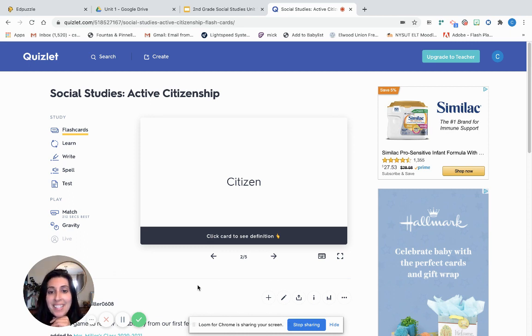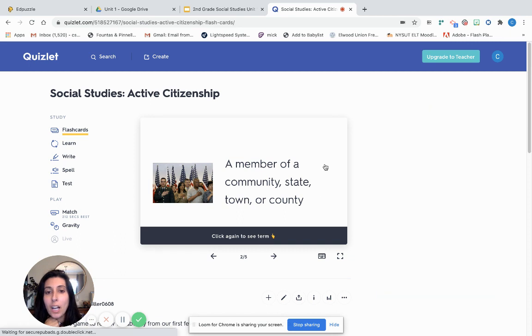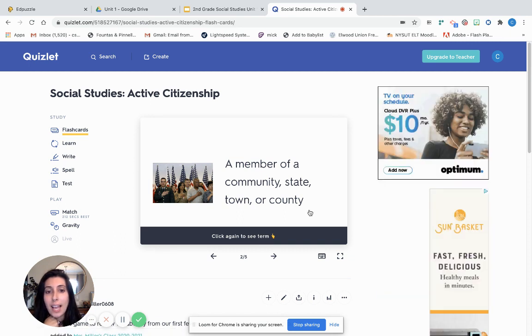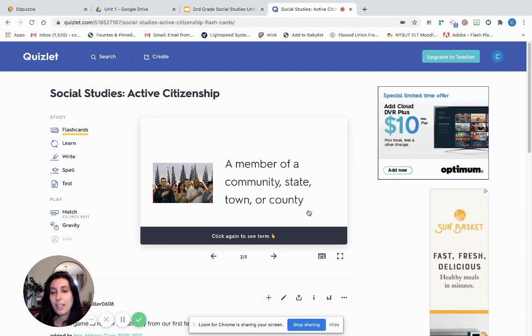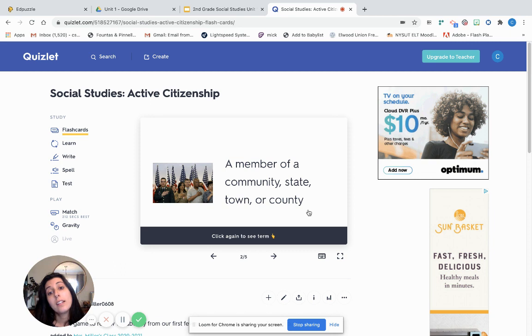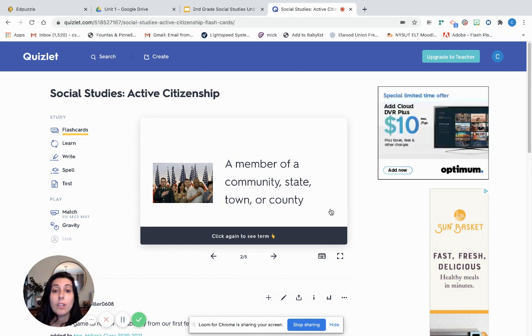Time's up. Eyes up here. Let's see what the definition is for citizen. Citizen is a member of a community, state, town, or county. Did you say something like that? You don't have to use that exact definition, but did you say something like that? Maybe you said a citizen is a person who lives in a community or a state or a country.